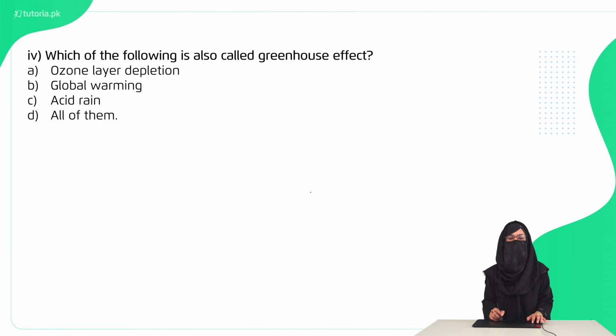Question 4: which of the following is also called the greenhouse effect? Option A, ozone layer depletion. Option B, global warming. Option C, acid rain. Option D, all of them. The right option is option D, all of them.